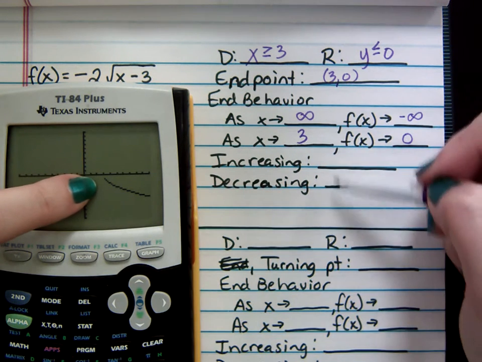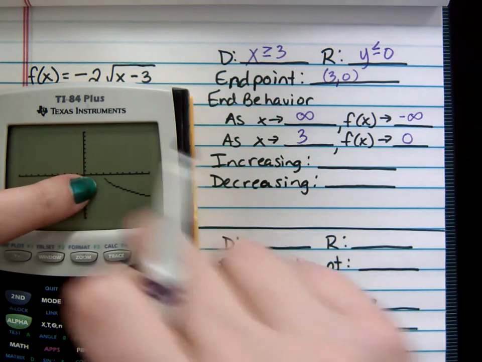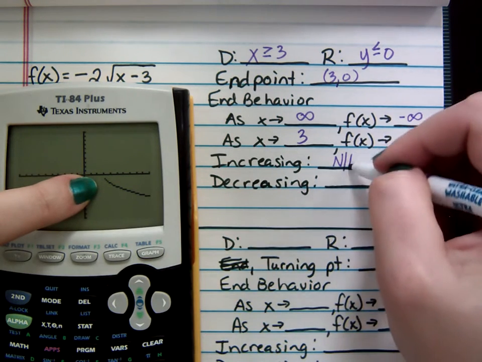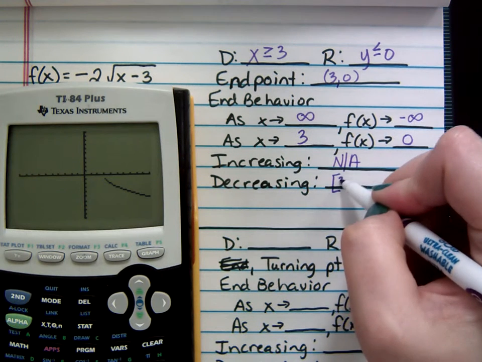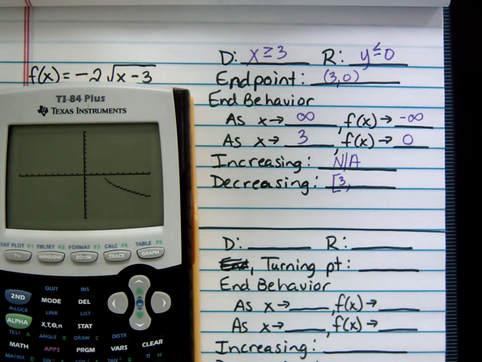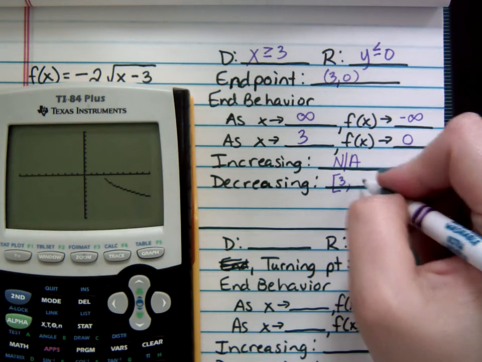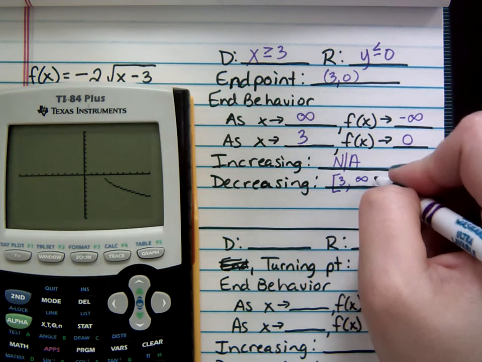Now for increasing or decreasing, well, if I trace the graph left to right, it's going down. So it does not have an increasing interval. But the decreasing interval starts at our x value of 3. And we use straight lines because it can actually be 3. And it goes to the right forever, so positive infinity.